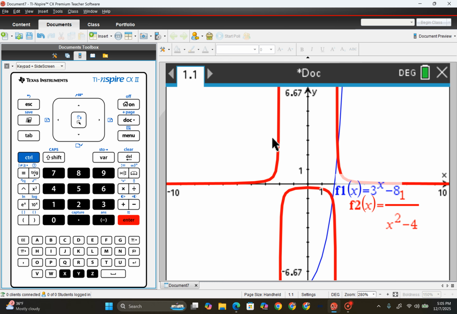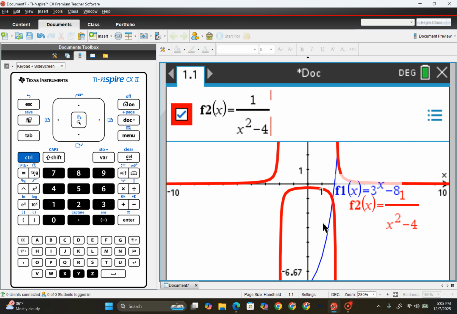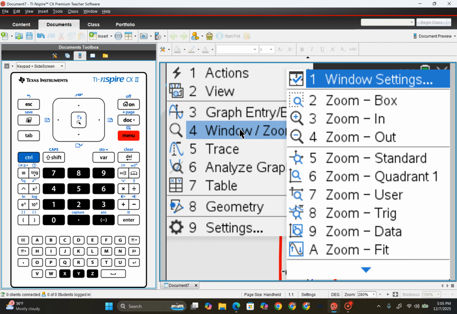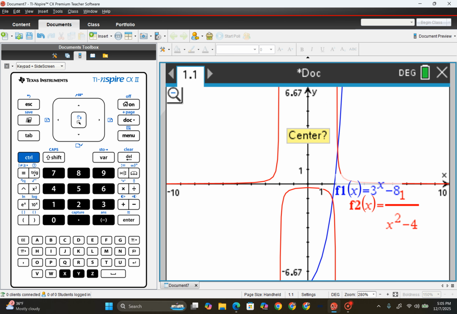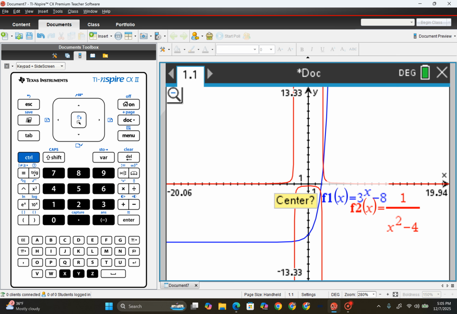Okay. So right now I can definitely see 2, right? I see 1 here. Okay. And I see another one over here. But I don't see the whole graph. I want to zoom a little bit out. So let's do that. So let's zoom out to make sure that we can see the whole thing. And the calculator is going to be like, where do you want me to zoom? Let's go right to the center.